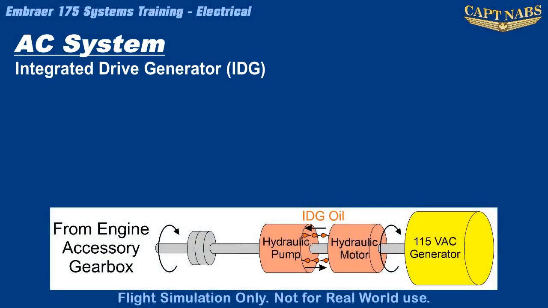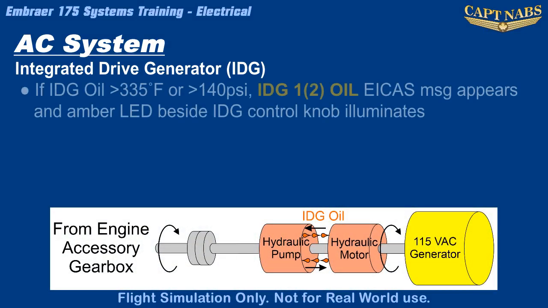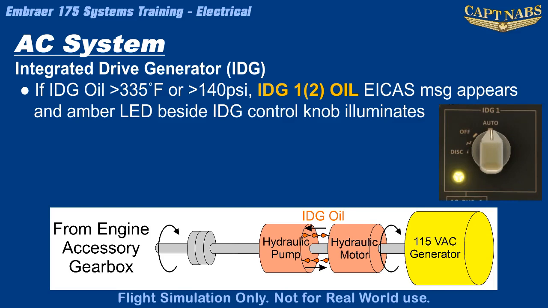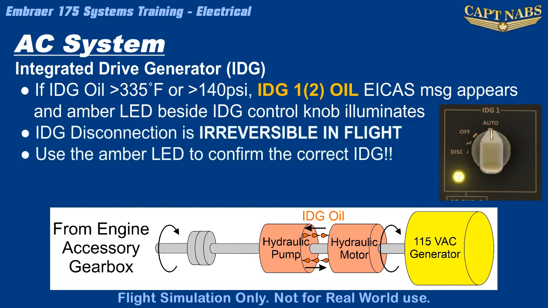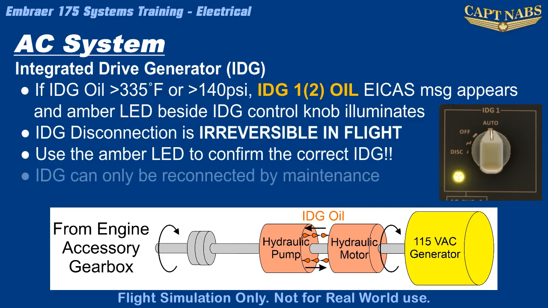As mentioned, the IDG oil is critical. Should the temperature of the IDG oil exceed 335 degrees Fahrenheit, or a pressure of 140 psi, an IDG oil ICAS message will be displayed, and an amber light beside the IDG knob will illuminate. The amber light serves a critical function as it provides a direct visual confirmation beside the control knob of which IDG is malfunctioning. This is because the IDG must be disconnected once the IDG oil is overheating or overpressured. However, an IDG disconnection in flight is irreversible, so it is critical to confirm the correct IDG. The IDG can only be reconnected by maintenance action on the ground.